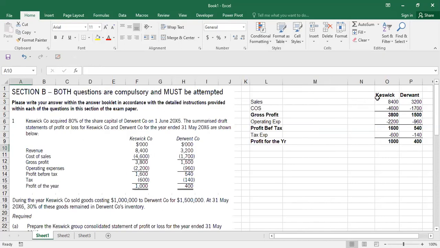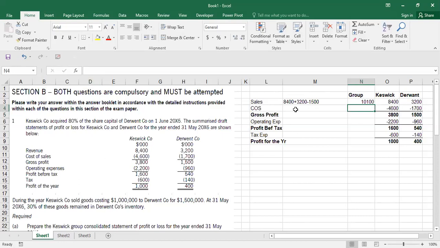So here you have your group income statement and sales. We know how to calculate sales. It is parent sales plus subsidiary sales minus intragroup sales. And intragroup sales are, during the year, Cashback company sold goods costing 1 million to Derwent for 1.5 million. So I would say minus 1500. This is the formula for your group sales. It is done. It's 10,100.